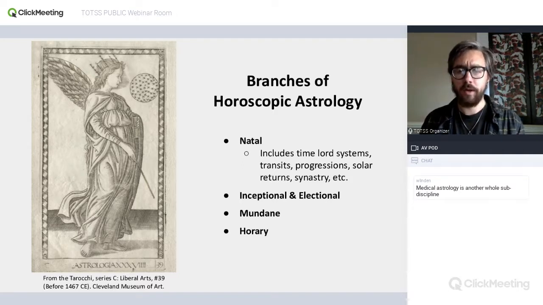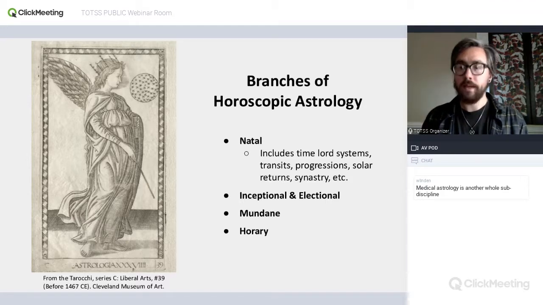And then we also have what's called synastry, which is looking at the relationship between different people's birth charts. Someone's pointing out medical astrology is another whole sub-discipline. Yeah, that's absolutely true. We could think of that as another sub-discipline of natal, of course. You'd also be looking at transits and things like that. And synastry is looking at the relationship between different people by looking at their birth charts. Classically, this is for romantic relationships, but you can do it for family members, coworkers, friends, anything at all.